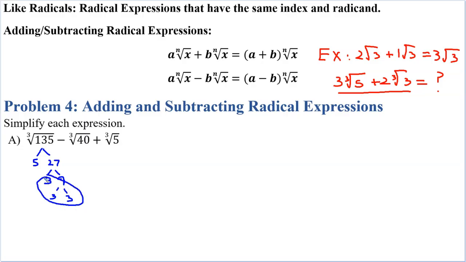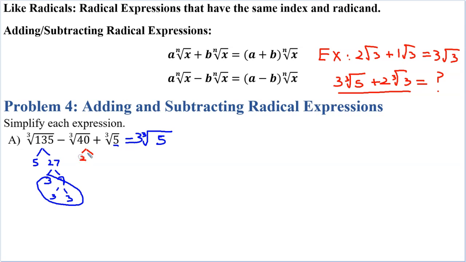Okay, so there is a perfect third root. What I could do is rewrite that 135 as 3 third root 5, because the 3 comes out and the 5 remains. Now I have a like radical with this 5. Let's see if we can do the same thing with the 40.